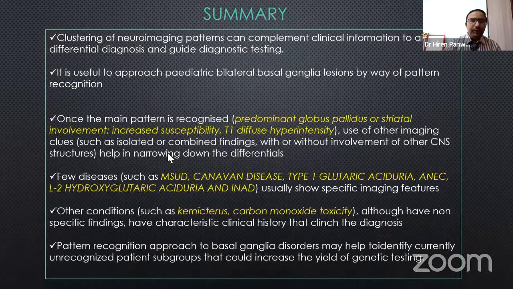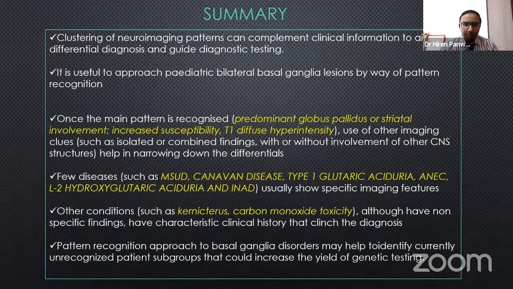So to summarize, clustering of the neuroimaging patterns will help in complementing the clinical information, and that will aid in differential diagnosis and guiding the diagnostic testing. It's a useful approach to see the basal ganglia via pattern recognition. Once you recognize the main pattern, for example whether it is predominantly globus pallidus or striatal involvement, whether it is showing increased susceptibility or not, or T1 diffuse hyperintensity, then you have to look for other clues on MRI, either an isolated finding or combined with some other structural involvement, which will tell you how to further narrow the differentials.